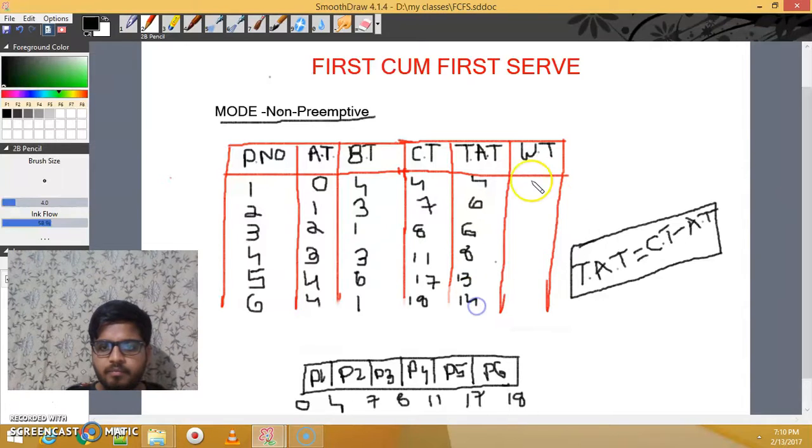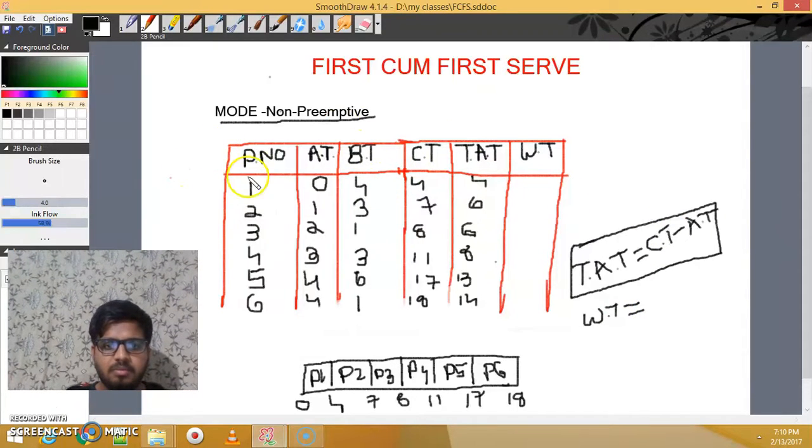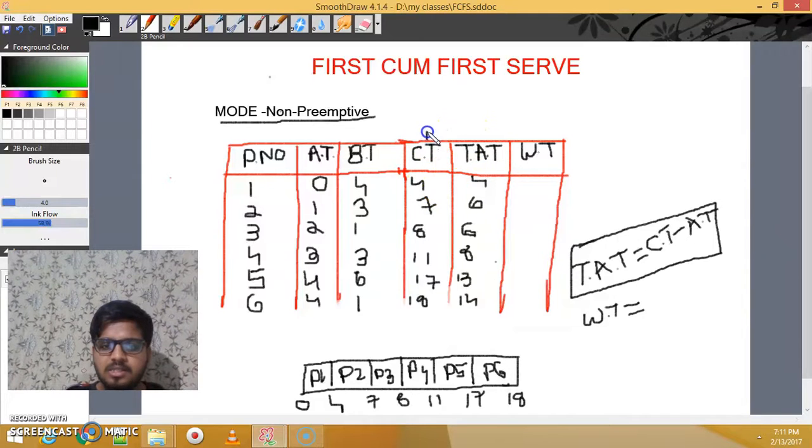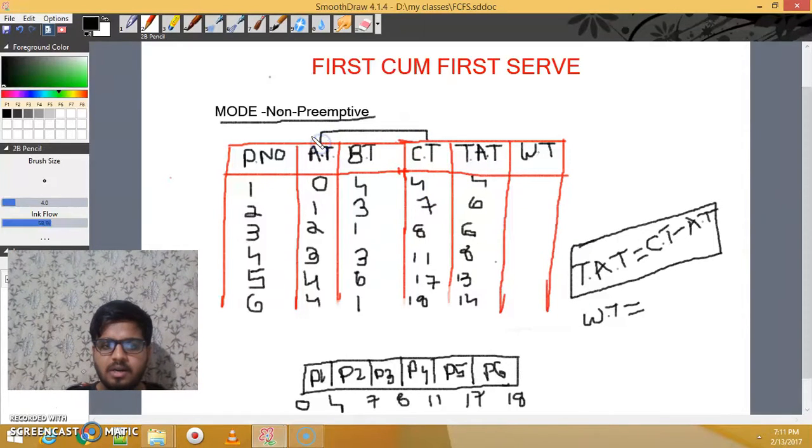Now I'm calculating the waiting time. Actually they give process number, arrival time and burst time, and then you calculate the completion time. Completion time is found by looking at the Gantt chart. If you can draw the Gantt chart, you can count the completion time. Turnaround time is completion time minus arrival time. You don't need to remember a formula, just if you know the Gantt chart, completion time minus arrival time.